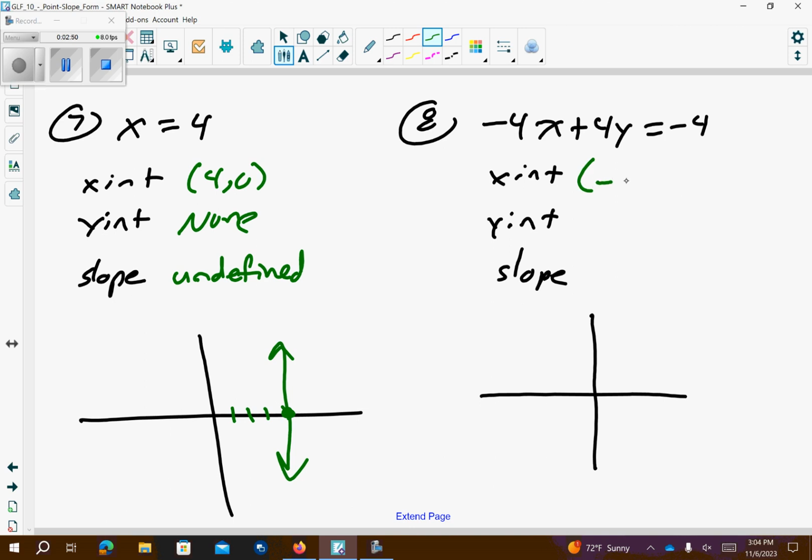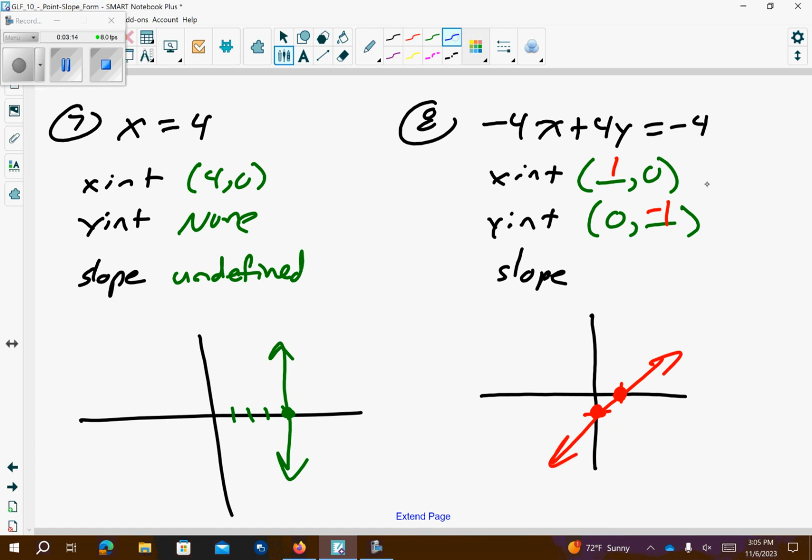This one, we're going to find our x-intercept and our y-intercept. Okay, so this is going to cover this. So -4 times what number gives me -4? That would be 1, so (1, 0). This is the x value, so I'm going to cover this up. So 4 times what number gives me -4? And that would be -1, so (0, -1) is right here.